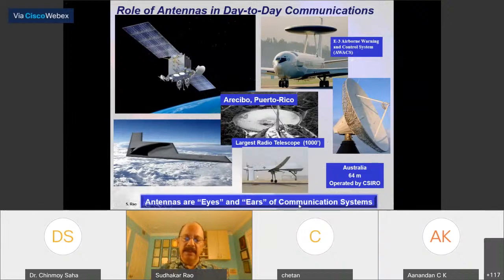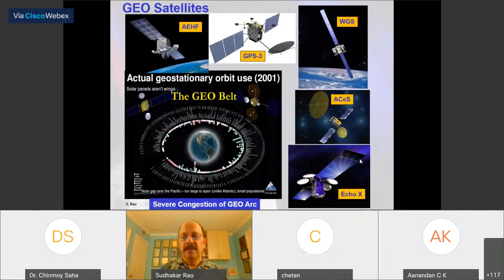This is a UAV, an unmanned air vehicle. This is also important because antennas will be on the wings, protruding outside, as well as on the pods. For all these applications the constraints are different, so you have to know the constraints, and only then can you design proper antenna systems. Antennas are the eyes and ears of any communication system.